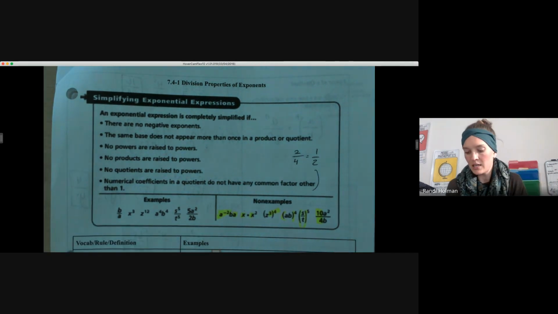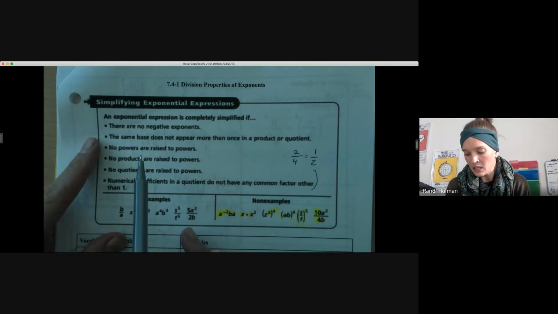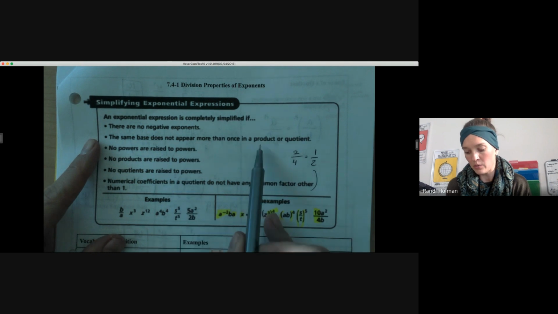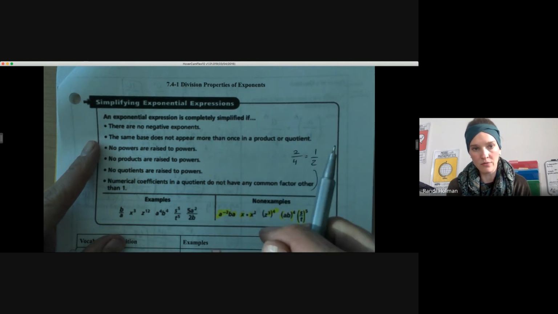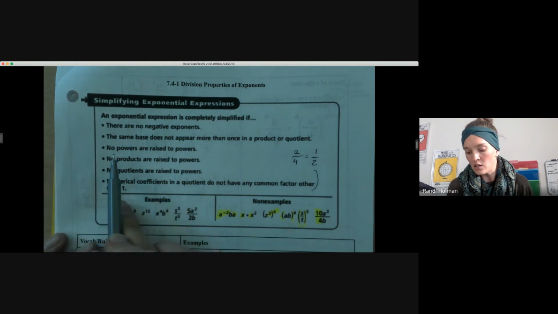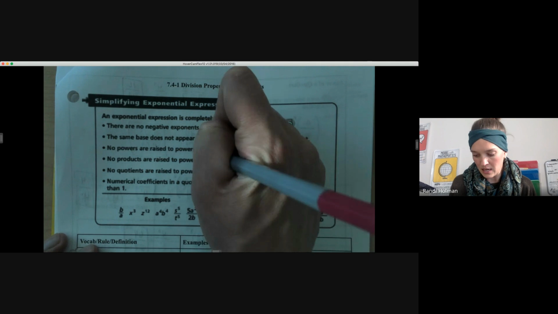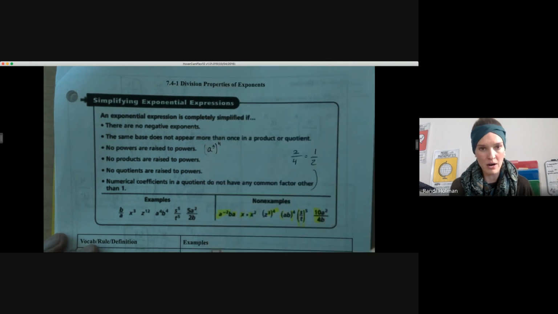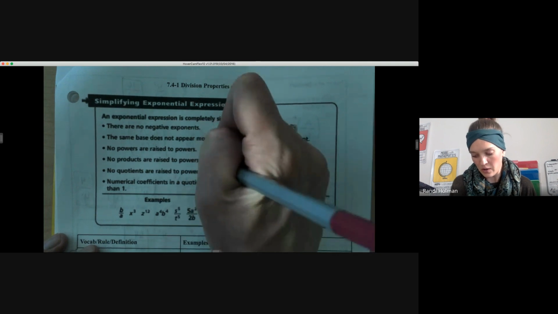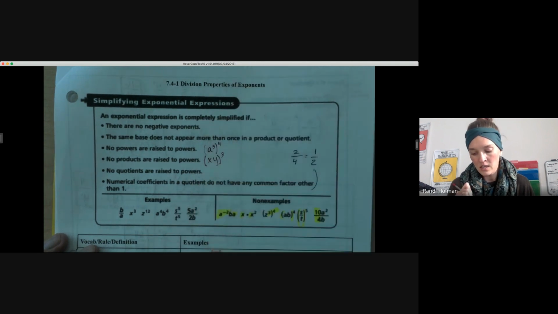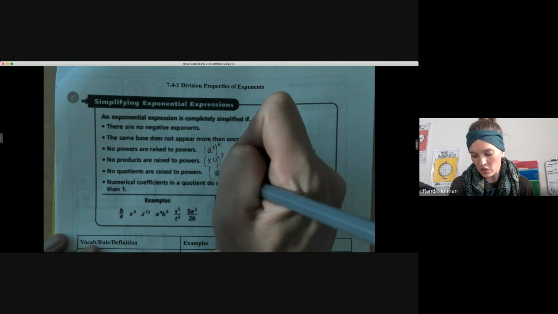So the first thing is that we can't have any negative exponents in our final answer. The same base does not appear more than once in a product or quotient. So that means I shouldn't have an x to the second and an x to the fourth. They should be combined. No powers are raised to powers. So I can't have anything that looks like this, a to the third to the fourth. That's a power to a power. No products are raised to powers. So I also don't want anything like this. No quotients are raised to powers. So same thing, but with division.